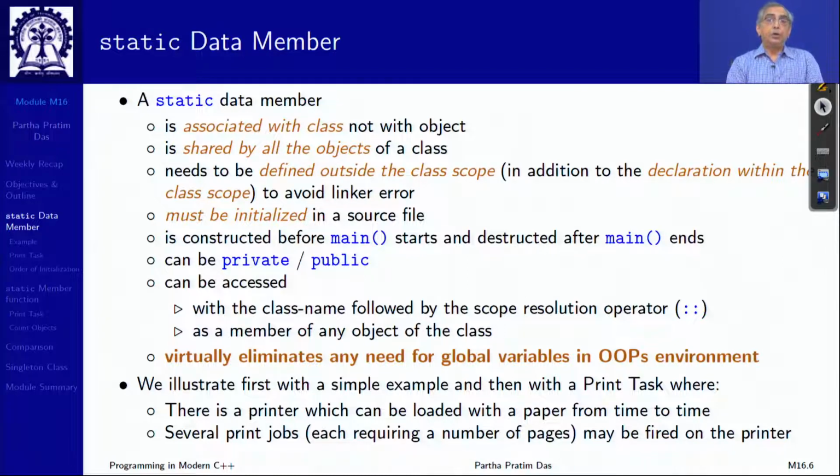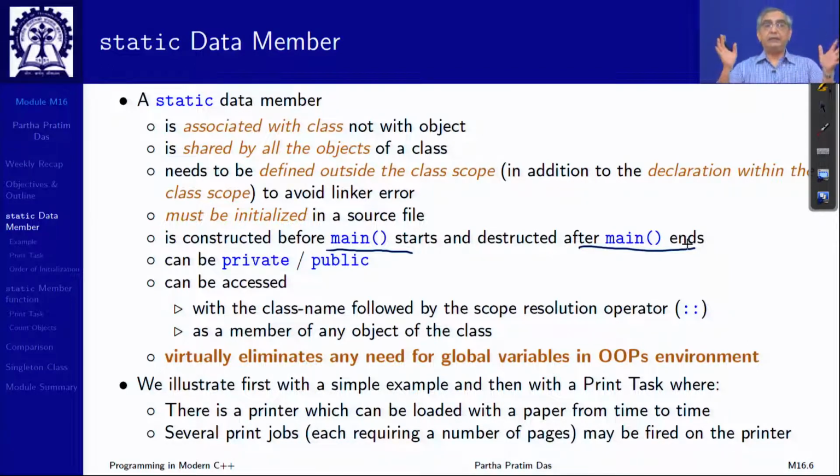Right? It will be declared inside the class scope, but it will be defined with its type outside the class scope to avoid linker error. And since it is defined outside the class scope, it will also have to be initialized in a source file. Any static data member will be constructed before main starts and will be destructed after main ends. This is something which is very critical. It encompasses the whole lifetime of main.